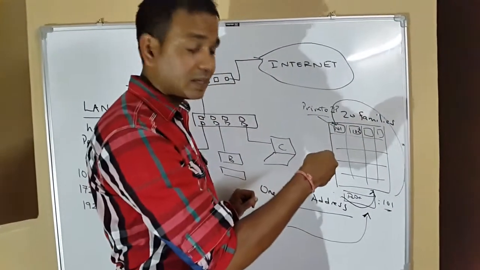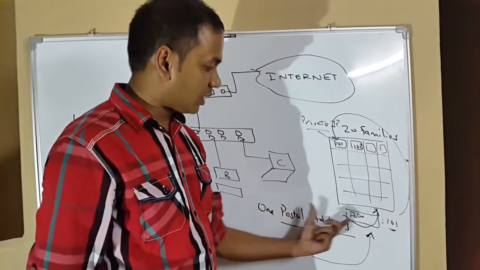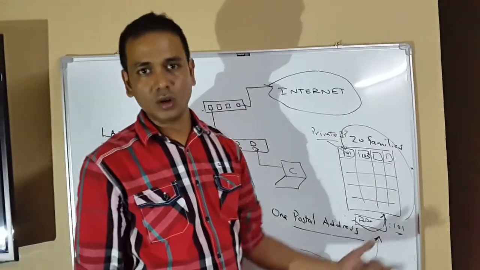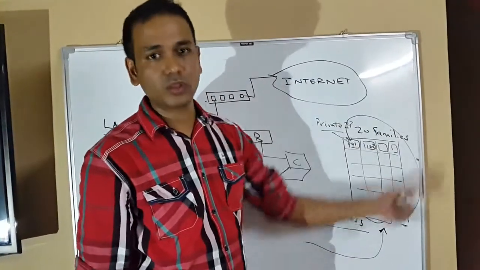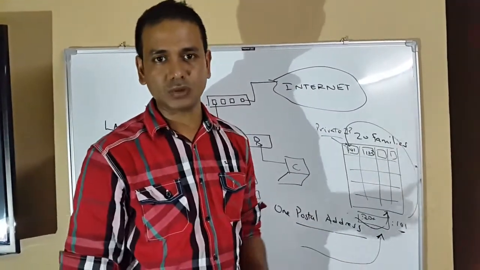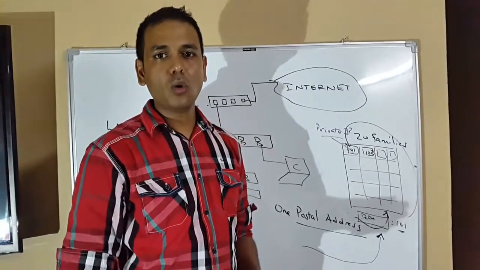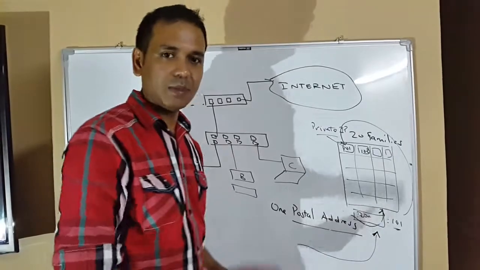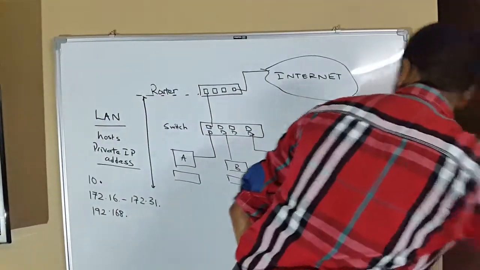It's internal to the building, and the main address where the postman comes and delivers all letters, which is the same address for all the 20 families, is the public IP address. So basically, all networks need a public IP address. Let me explain to you in more detail.